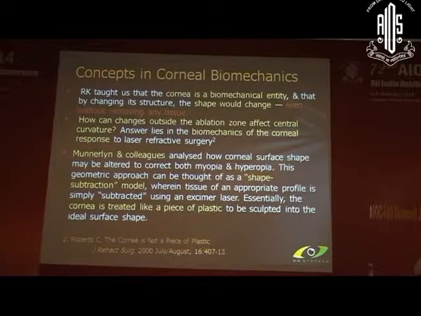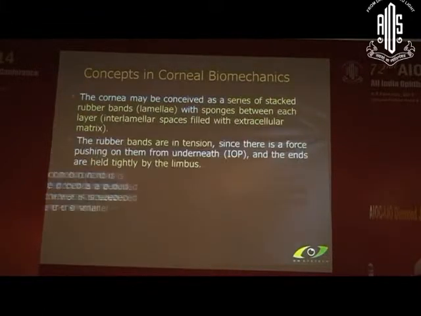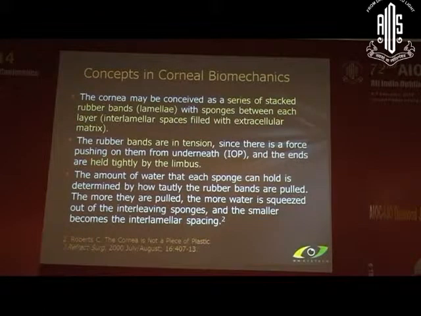The cornea is not a piece of plastic, and you cannot just, like a piece of glass, put a new curvature on it. So how does LASIK really work? Is it just this flattening that is being introduced as a mechanical thing? No. The cornea should be conceived as a series of stacked rubber bands, laid across and fixed at the limbus, and in between these layers of stacked rubber bands are sponges, which is actually the extracellular matrix.